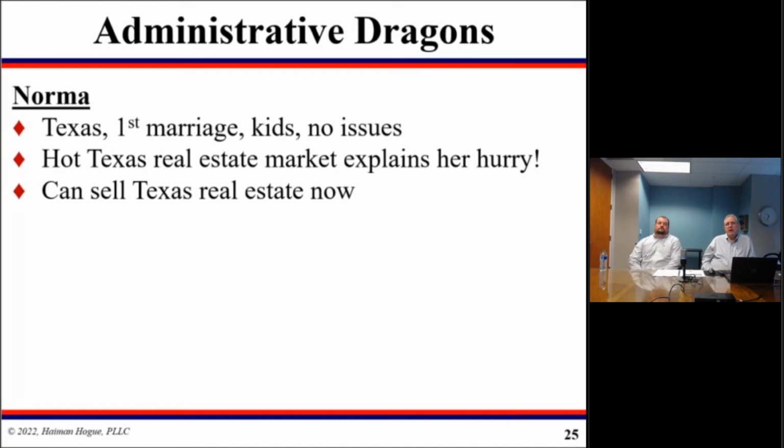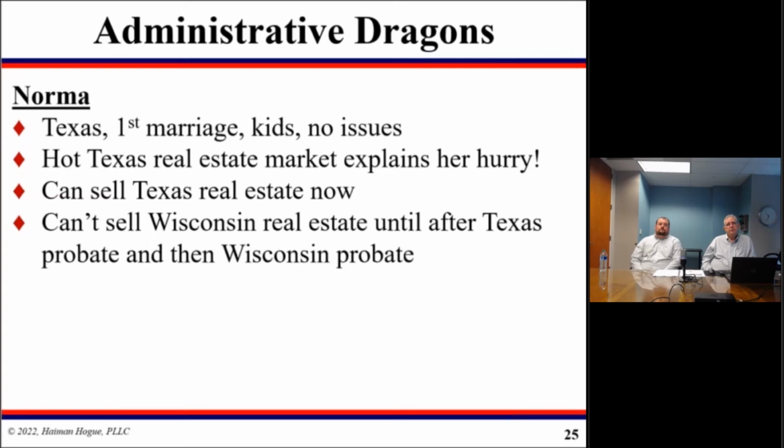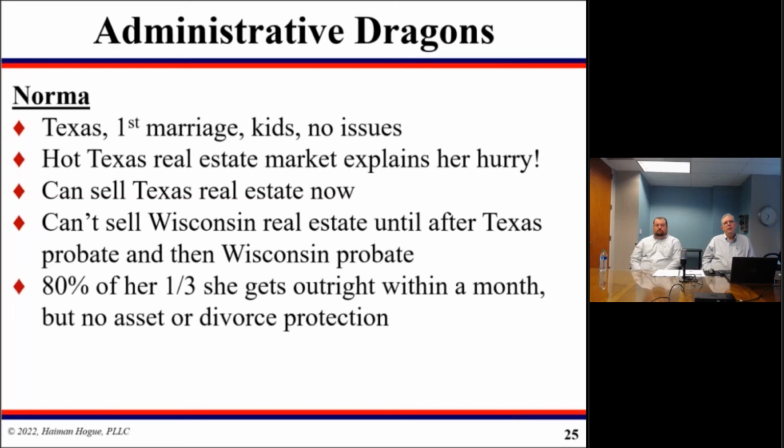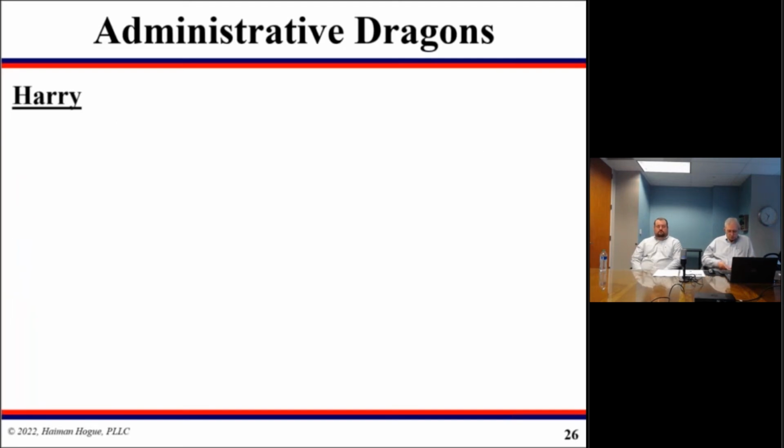Now, she can sell the Texas real estate right now, but she can't sell the Wisconsin real estate until after the Texas probate, and then they're going to have to open an ancillary Wisconsin probate. 80% of her 1/3 she gets outright within a month, and that sounds good, but it offers her no asset protection and no divorce protection. And divorce has been an issue in that family. So while she believes her marriage to be good, she realizes she does have some risk of that.